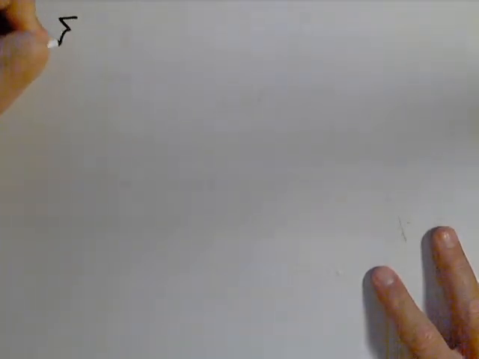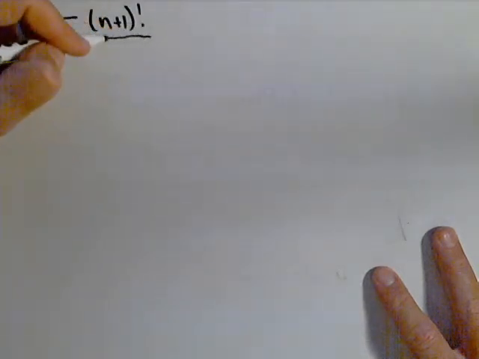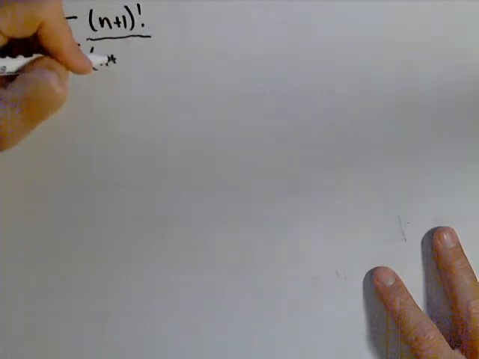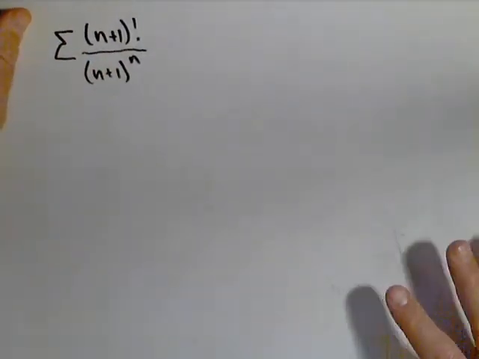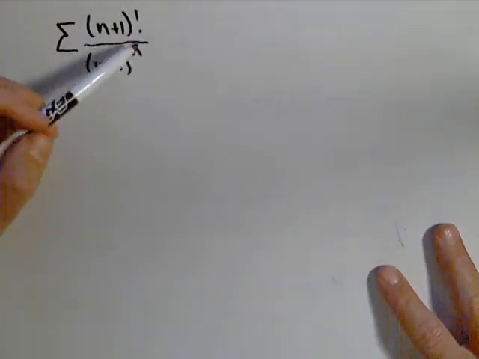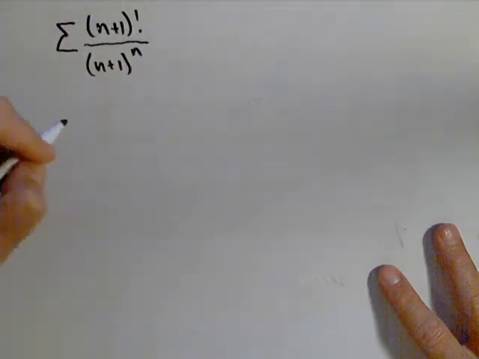Okay, let's do one more while we're here. Something with a little bit of work to it. This one's an interesting one. So we have n plus 1 factorial over n plus 1 to the n. So right off the bat, we can see the ratio test in this. We see the exponential piece. We see the factorial piece.